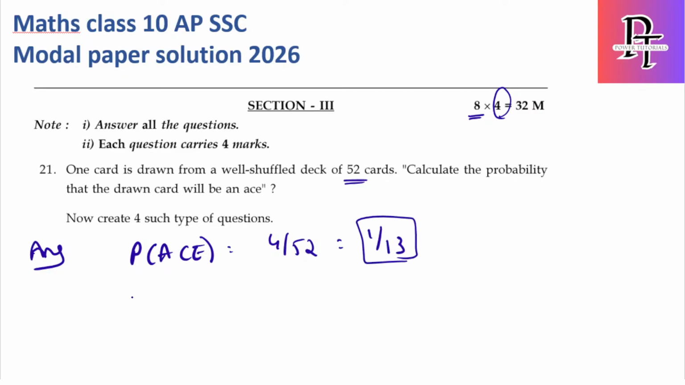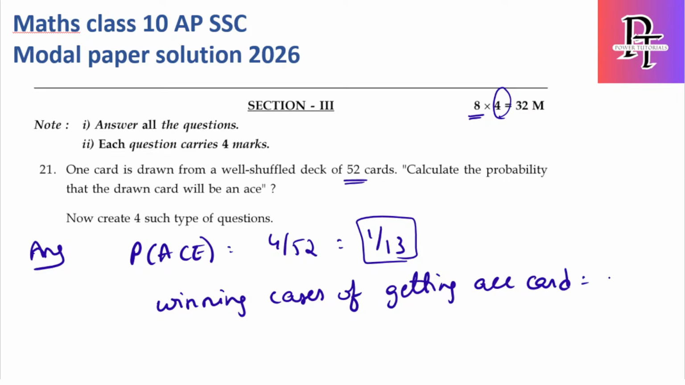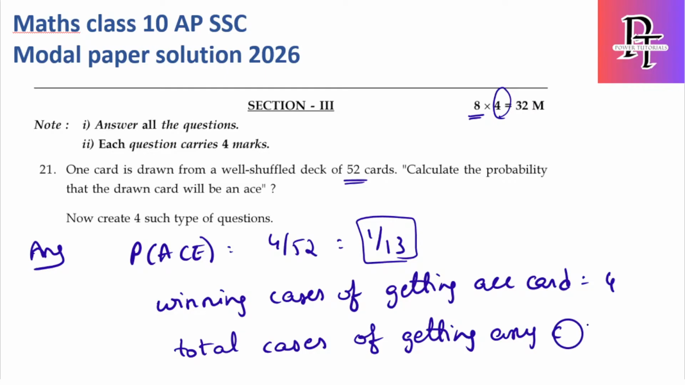Okay, as this is 4 marks, I'll write in detail. The winning cases of getting an ace card is equal to 4, whereas the total cases of getting any card is 52, hence the probability is 4 by 52.